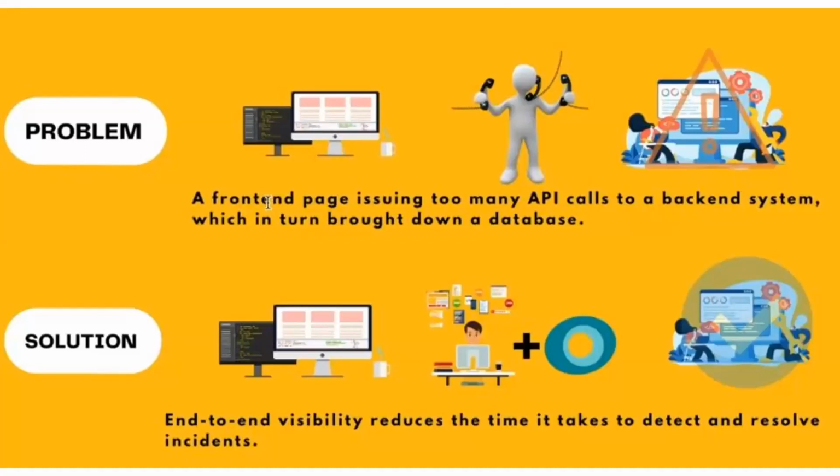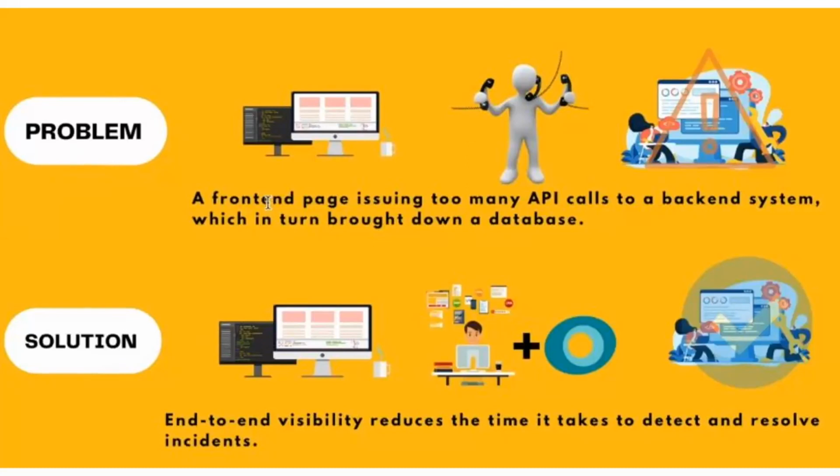So the problem: a front-end page issuing too many API calls to a backend system, which in turn brought down a database. So here is a scenario. Suddenly, because of COVID, a lot of people started accessing this page because they're unable to go to their workplace. As a result, the servers were coming down. They were hitting their highest thresholds and maybe going down, or maybe the hardware was getting impacted because of other factors. And that's what we need to understand. So that is what end-to-end visibility is.